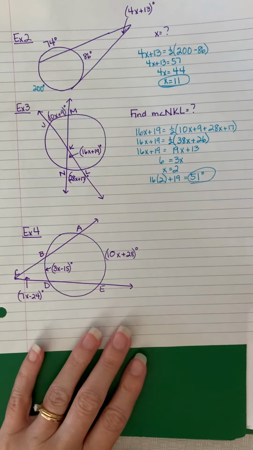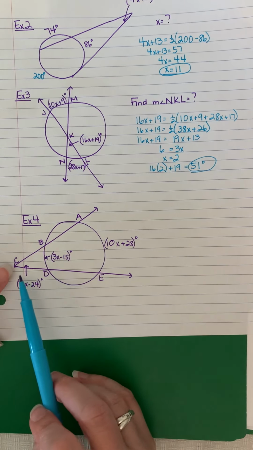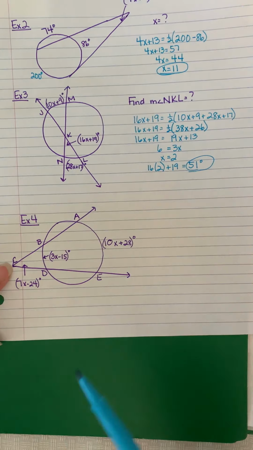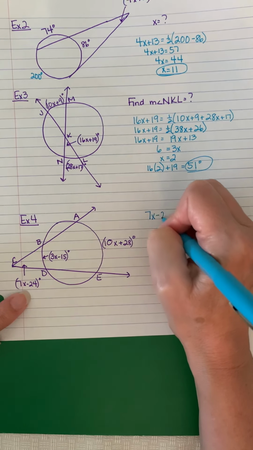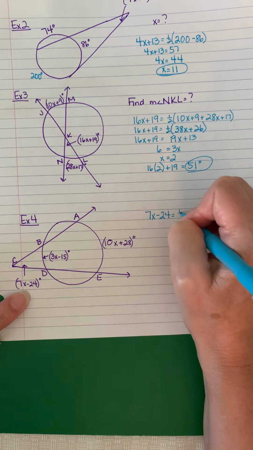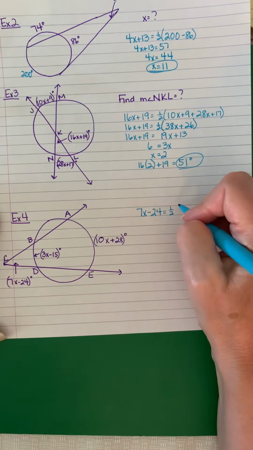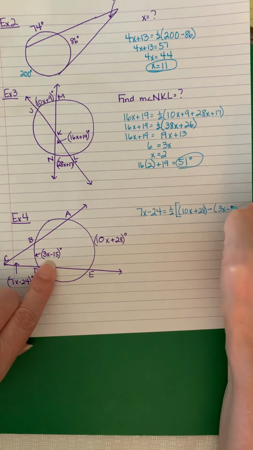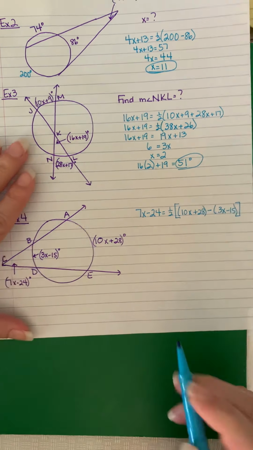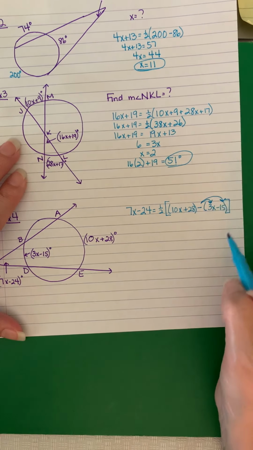Where things get tricky is if we have expressions that have negatives in them and we have an exterior vertex. So we still have that 7x minus 24 is going to equal 1/2 the difference of these two. I'm going to use square brackets here because I have 10x plus 28 minus this whole expression, 3x minus 15. This is where kids always get into trouble. They forget that this negative needs distributed to everything in here.